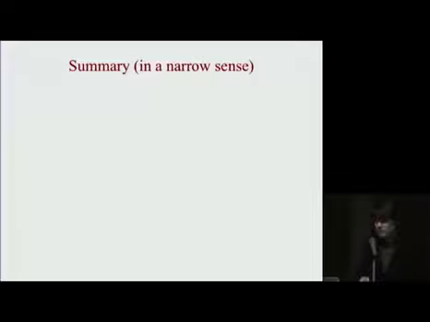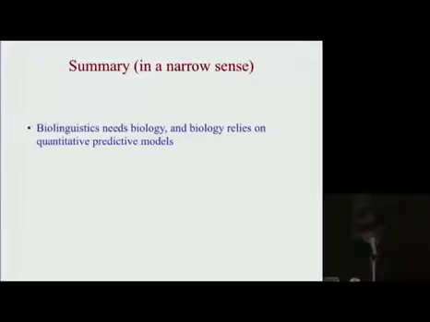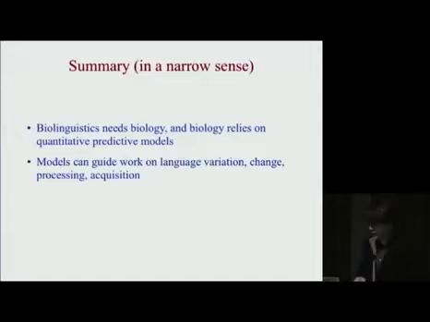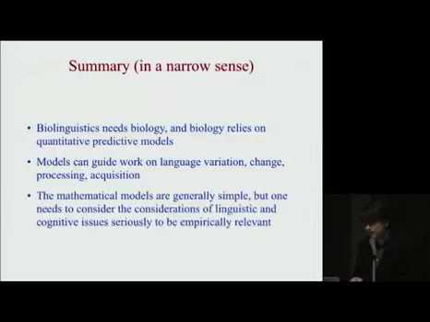Okay, I should wrap things up. What we want to conclude today, I think in a narrow sense, is that we like to study biolinguistics, and to do that we have to study biology quite seriously. And biology relies on quantitative models. So we have to develop quantitative models that make predictions. Right? And of course that's what linguists have been doing all along. And models can guide work on language variation and change, processing, acquisition and so on, and can sharpen our work. And the models here are simple.